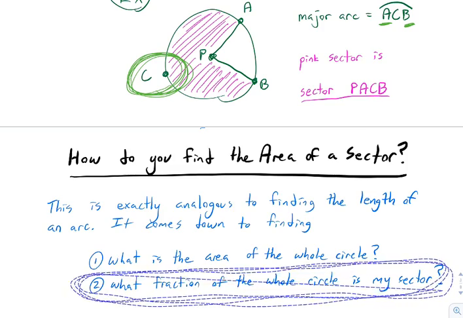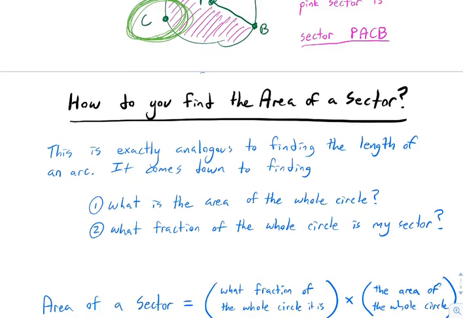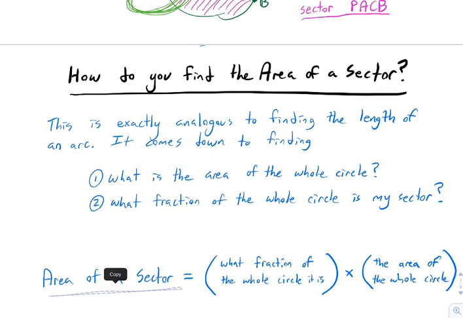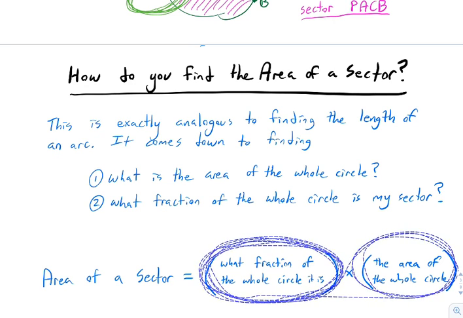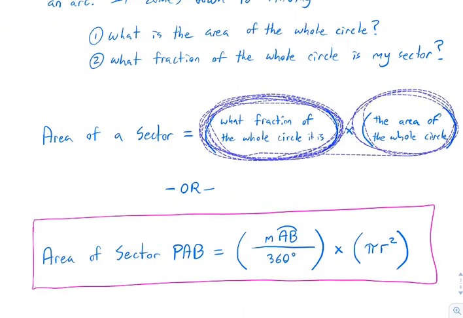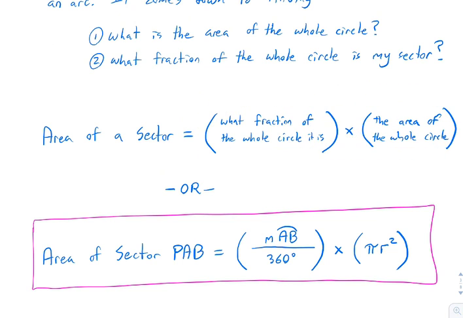And if we have the whole area and the fraction of the circle, then we simply say the area of my sector is the fraction of the circle, how many degrees out of 360 total are in the slice, times the whole area of the circle, pi r squared. So mathematically writing it out, the area of a sector is simply the measure of the arc out of 360 total, which is exactly the fraction of the circle you're talking about, times the entire area.